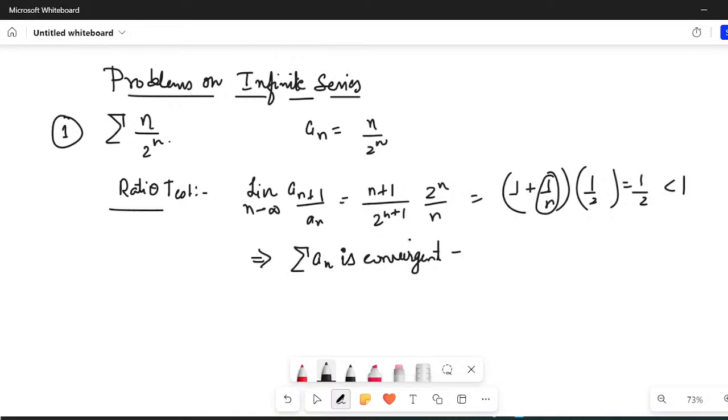This is by ratio test. I hope it is clear. Now let us move to one of the very slowly decaying diverging series. So let us take a slowly decaying one. Is that clear?